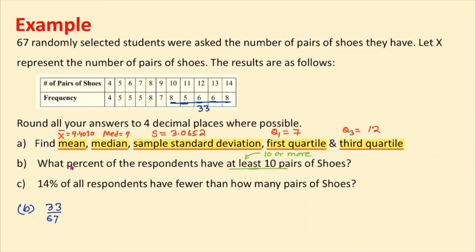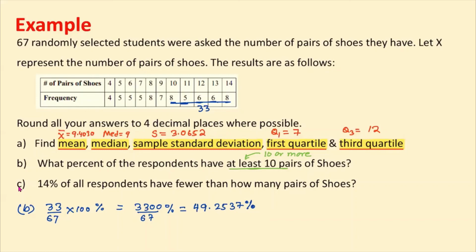So almost half. Out of 67, 33. Now this is a fraction, but we want the answer as percent. So we multiply by 100, and that will be in percentage. So this will be equal to 33 times 100, 3300 divided by 67. Your result will be in percentage. So this simplifies to 49.2537%. So 49.2537% of the students have at least 10 pair of shoes. That is 10 or more pair of shoes. That is the meaning of that.